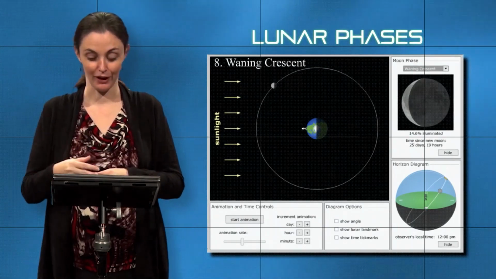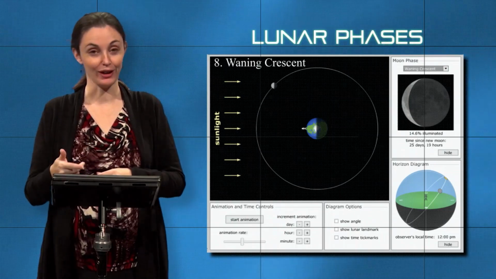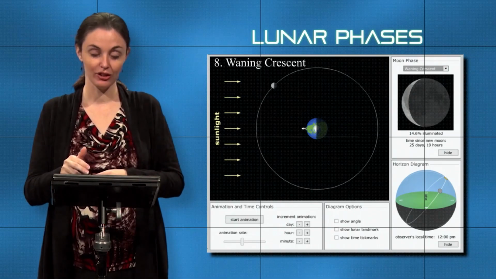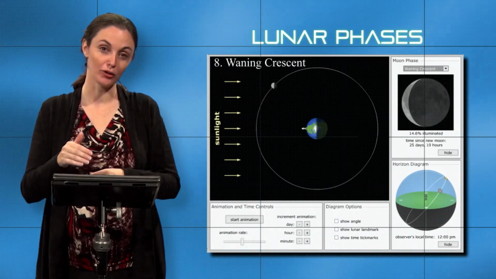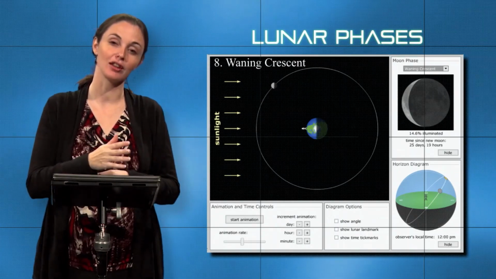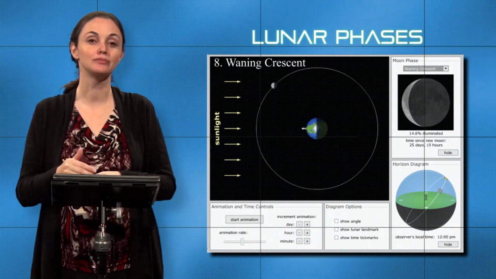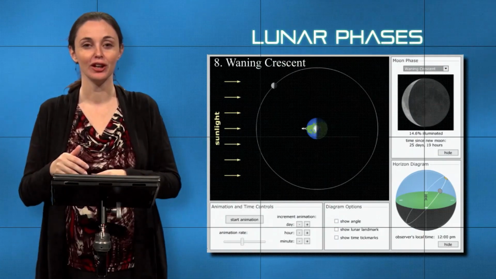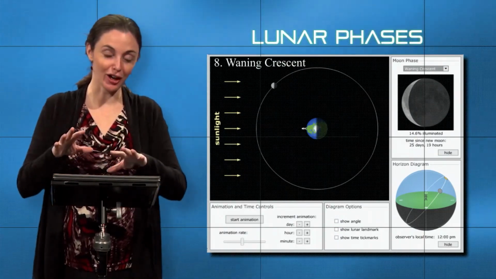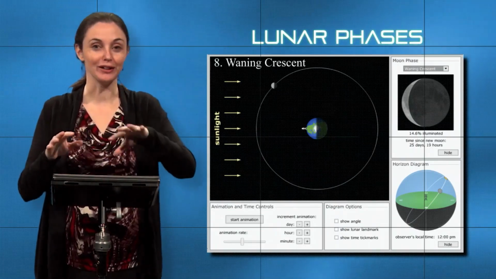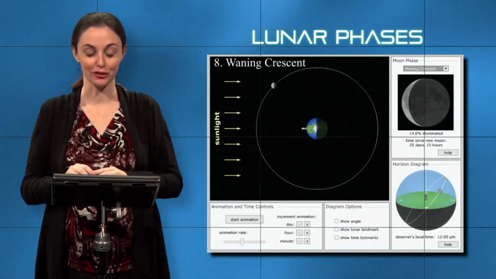A few days after that, you have your waning crescent. So all of these stages that follow the full moon are all waning stages. Everything that builds up towards the full moon are all waxing stages. So you probably remember wax on, wax off. Think about wax on, wane off for these lunar phases.